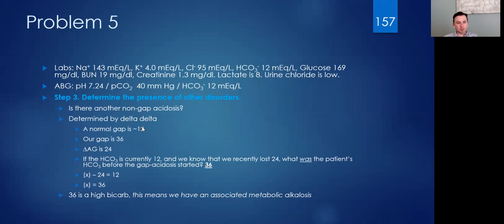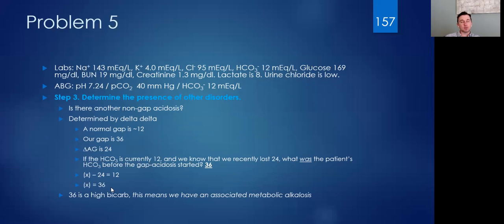We know that a normal gap is 12, but our gap is 36, which we calculated, which means the delta anion gap is 24. So if our current bicarb is 12, which we're given, and we know that we recently lost 24 from this value, what was the patient's bicarb before all of this started? It had to be 36. So if you work your way back, if we start at 36 and we lose our 24, and we end at 12, that gives us a delta-delta of 36. So that's a high bicarb.